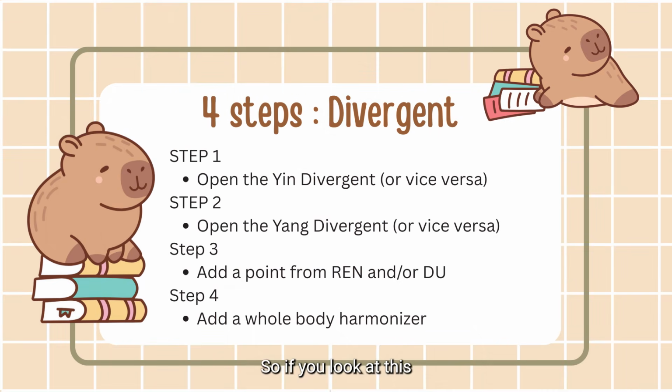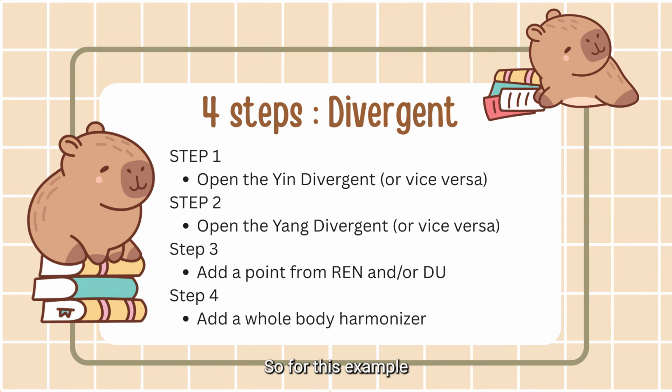So if you look at this from an eagle eye view, the clinical workflow basically is that you open the divergence, you balance between the two, which means you would choose a point from the yin divergent channel side. You would also choose a point from the yang divergent channel side. And then you would also stabilize the whole body by choosing a point on the Ren or the Du or both. That way you support the yin yang axis. And then lastly, you would support them from a whole body perspective by choosing some sort of general harmonizer.